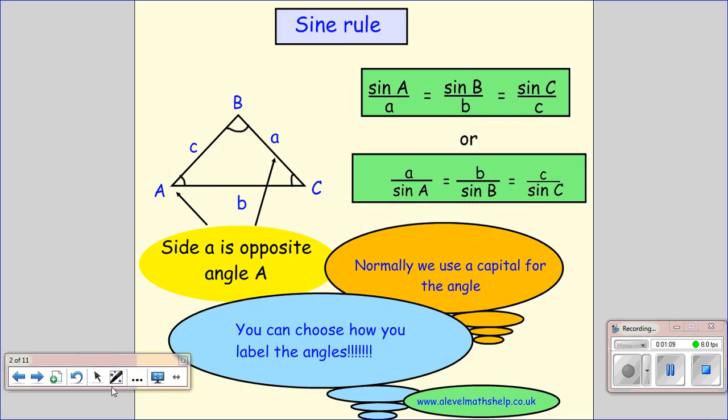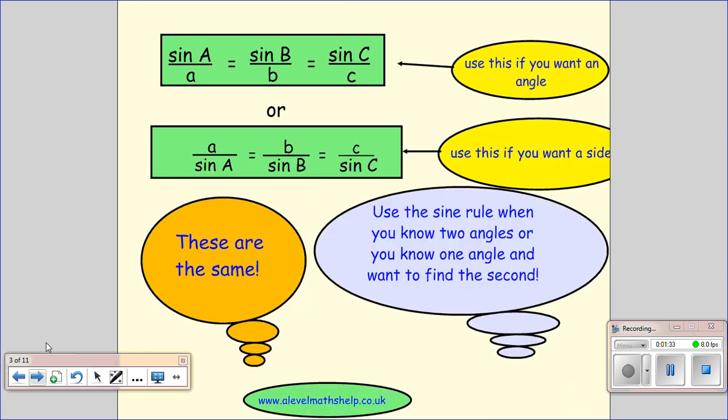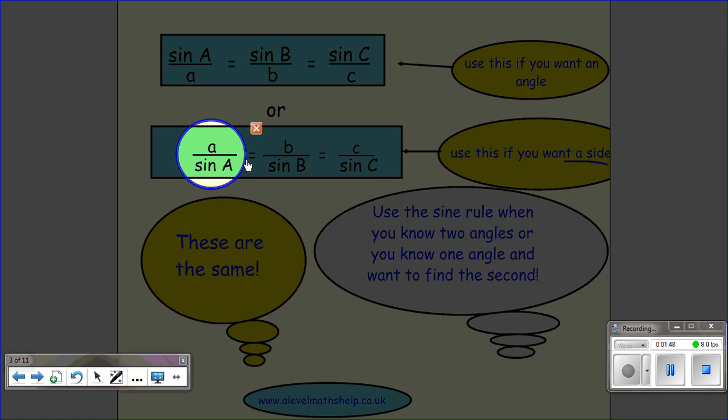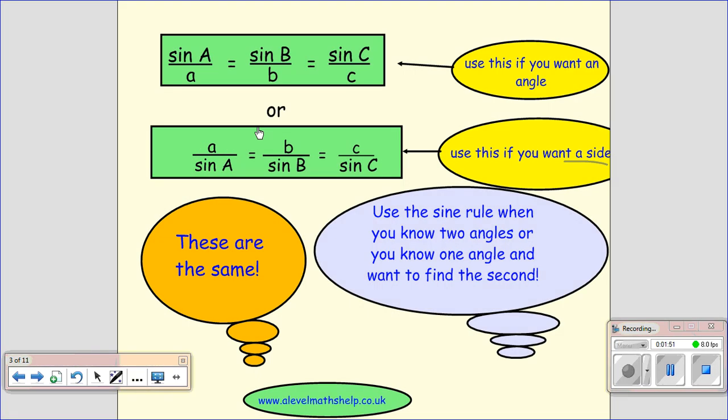Now the sine rule is written like this: sine A over a equals sine B over b equals sine C over c, or you can flip it all and have it as a over sine A equals b over sine B equals c over sine C. So as long as you've got your triangle labeled correctly, it's just a point of substitution. I just want you to note that if you were trying to find the angle, it would make sense to use it this way round with the angle on the top. And if you want to find a side, it would make sense to use it this way round with the side on the top. It doesn't make any difference. It just saves you a little bit of rearranging.